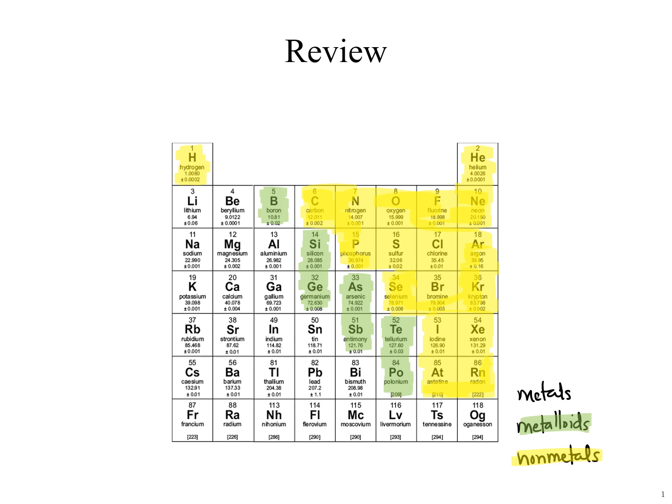Let's review the periodic table. On the periodic table, we have the elements, and they are divided into three main groups. We have the metals, the metalloids, and the nonmetals.